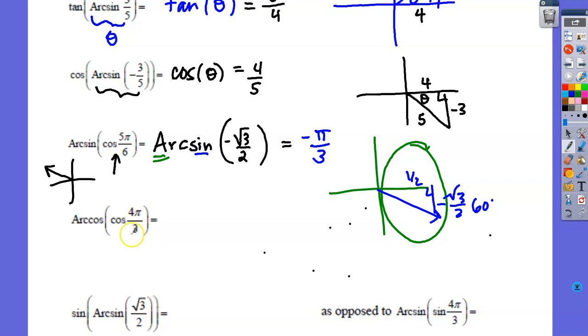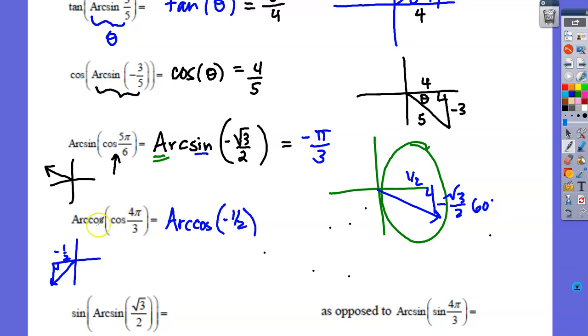Cos of 4 pi over 3. Cos at 4 pi over 3 is in the third quadrant. Pi over 3 reference angle, my cos is shorter because this is the longer side at a pi over 3. So this would be negative 1/2. So this is the same as arc cos of negative 1/2.